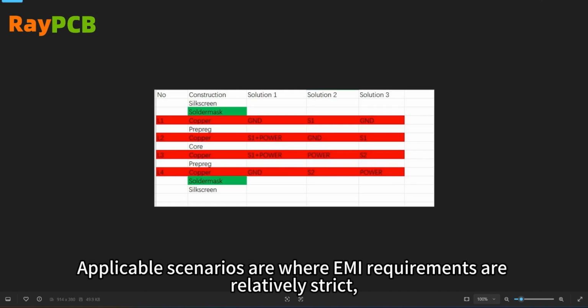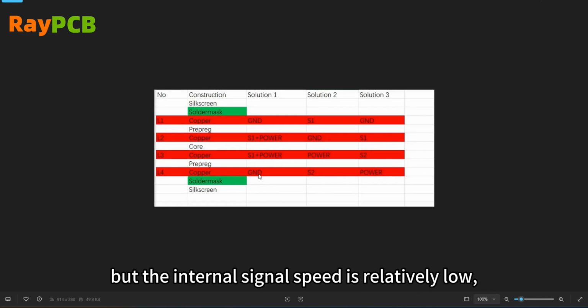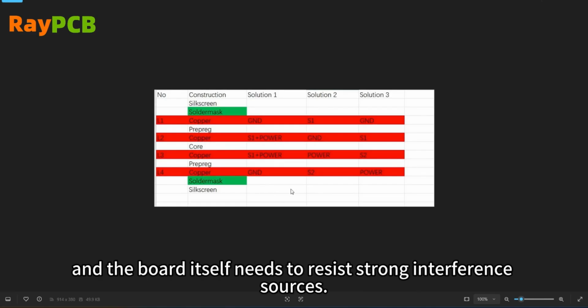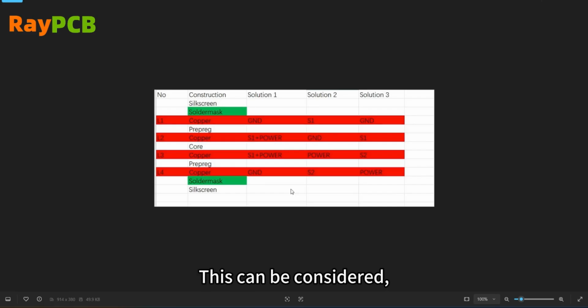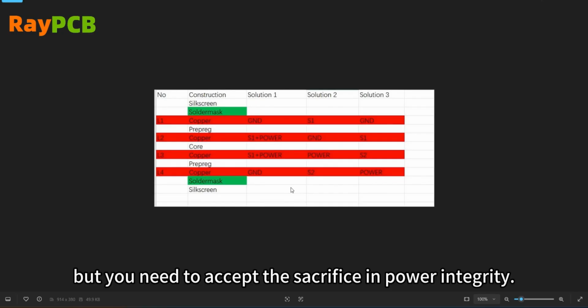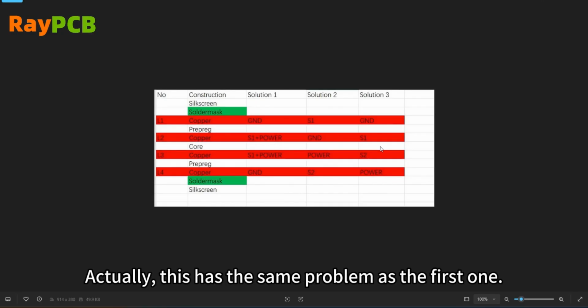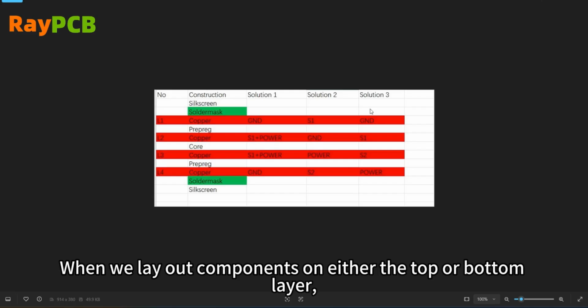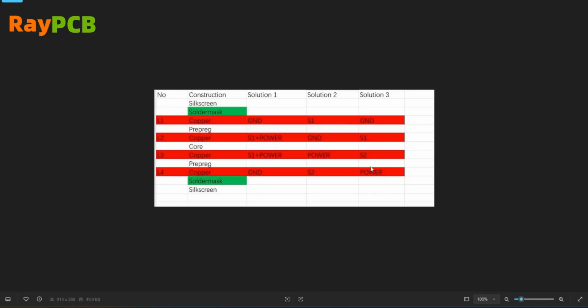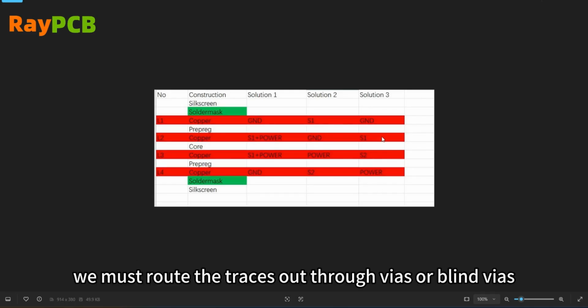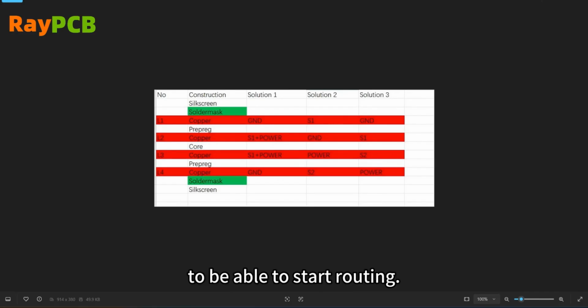This configuration is suitable in scenarios where EMI requirements are strict but the internal signal rates are relatively low. If the board itself has strong resistance to interference sources, it can be considered, but you need to accept the compromise in power integrity. Actually, this has the same problem as the first one. Whether you're laying out components on the top or bottom layer, you have to use vias or blind vias to route the traces out before you can start wiring.